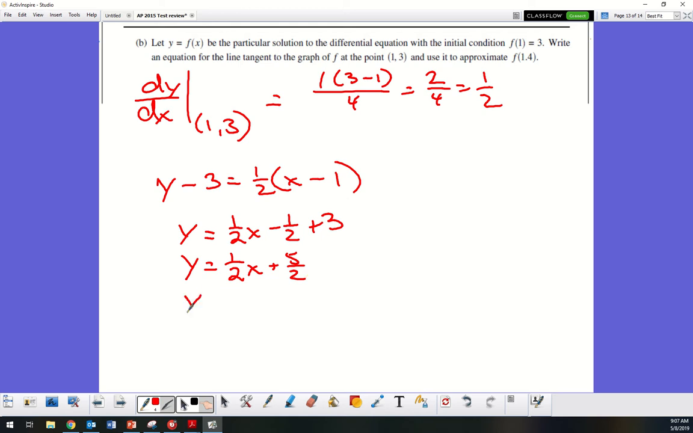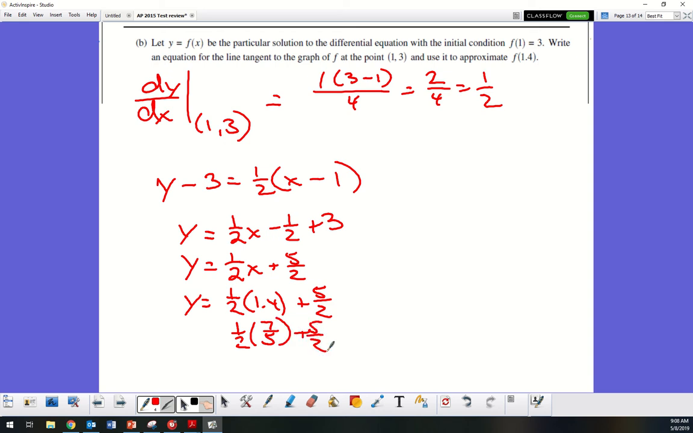So it's going to be y equals 1/2 times 1.4, plus 5 over 2. So 1.4 as a fraction is what? 1 and 4 tenths, or 1 and 2 over 5, which is 7 over 5. 7 over 5 times 1 over 2 is going to be 7 over 10. So it's going to be 1/2 times 7 over 5 plus 5 over 2.